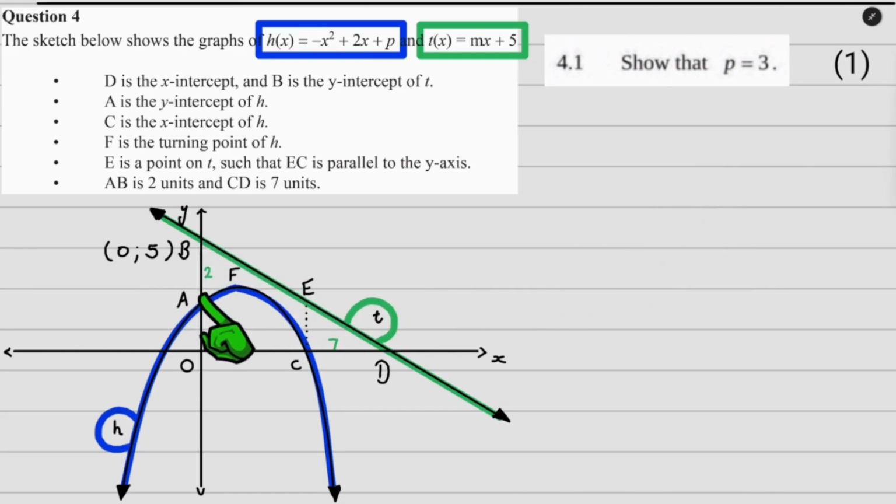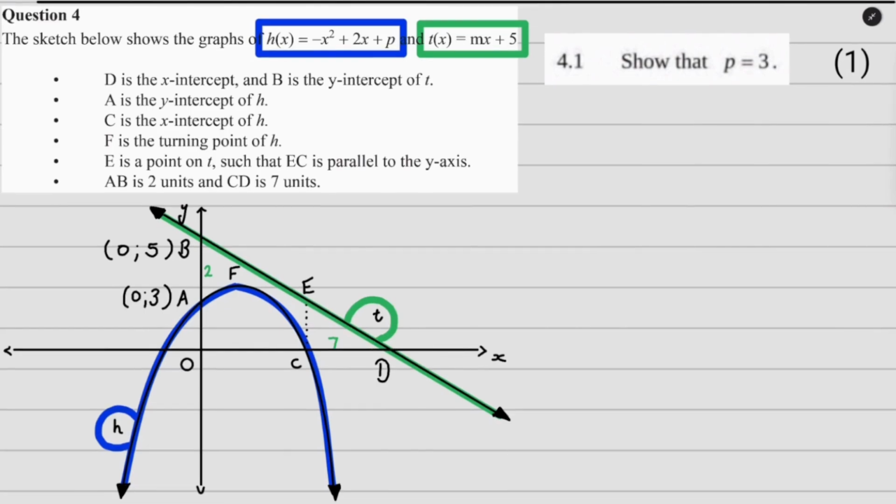Okay, so I chuck that on my graph. And then I know this line is 2 units long. So I just have to go 2 units down to get to A. So if I go 2 units down from 5, I'm going to get to 3. So now I know the coordinates of A are 0 and 3. And now there's one of 2 directions you can go. You can sub this coordinate into h of x, and it will give you P equals 3.